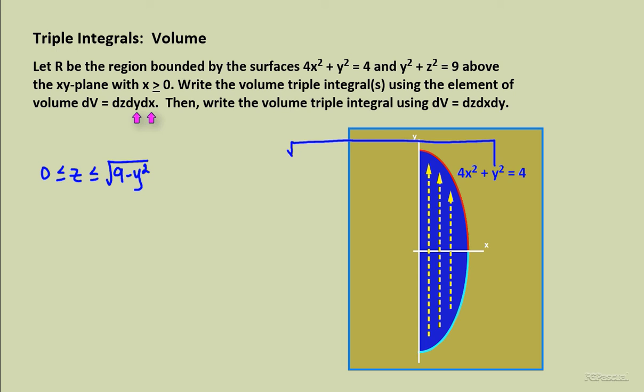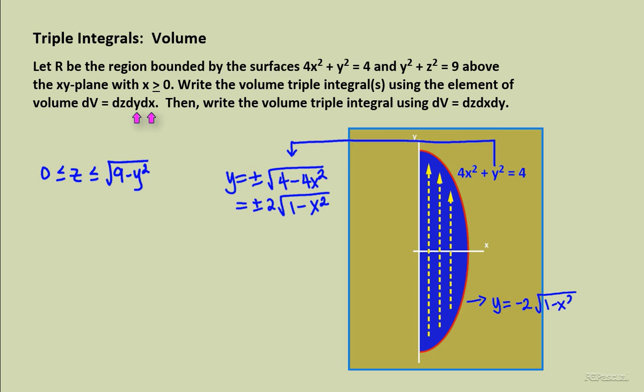Solving for y in 4x squared plus y squared equals 4, we get y equals plus or minus the square root of 4 minus 4x squared, or plus or minus 2 times the square root of 1 minus x squared. For this elliptical curve boundary, there are two halves. y equals minus 2 times the square root of 1 minus x squared, which is this lower half. The other half is y equals 2 times the square root of 1 minus x squared.